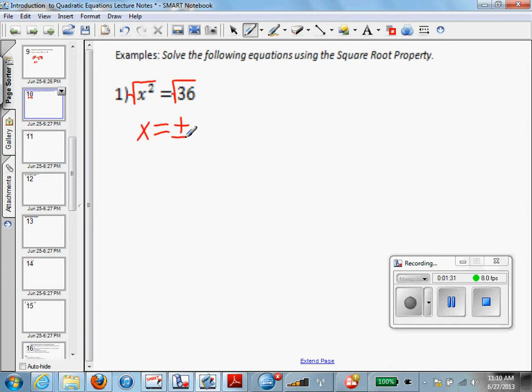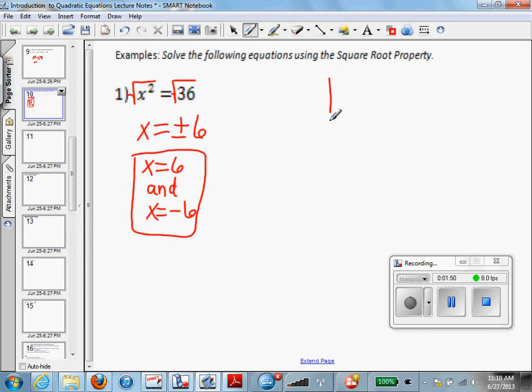And that 36 is a perfect square, so when we take the square root, we're just going to be left with 6. So that can be written as x equals plus or minus 6, or it can be written as x equals 6 and x equals negative 6. And this makes sense because if you were to look at the graph, you would see that it would strike at two places, at a positive 6 and a negative 6.